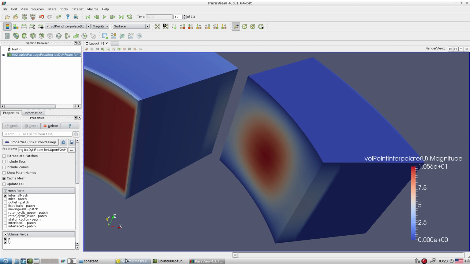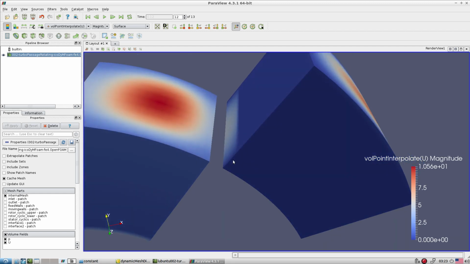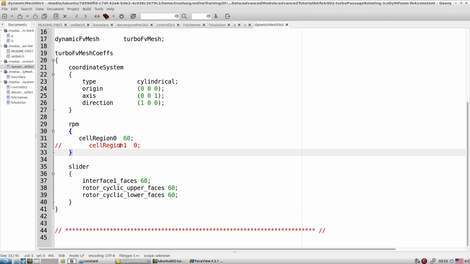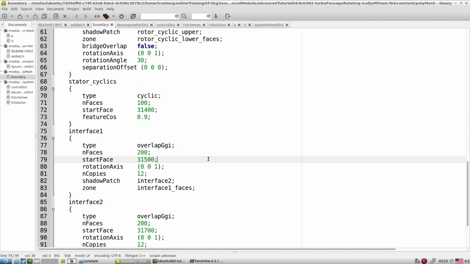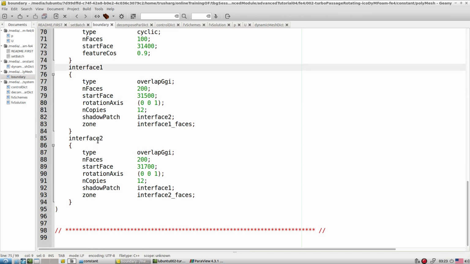Now it is completely out of interpolation. That means it's completely way off both patches, and still we are able to exchange the data. That is because of this overlapGgi boundary condition for interface 1 and 2. When we specify it at the beginning, it tries to construct the mapping between these faces, all the faces and these faces, and with the help of that it exchanges the data even though the mesh is not exactly at the same locations, because it's more like an interpolation only. So it's not necessary that the mesh is at the same locations.